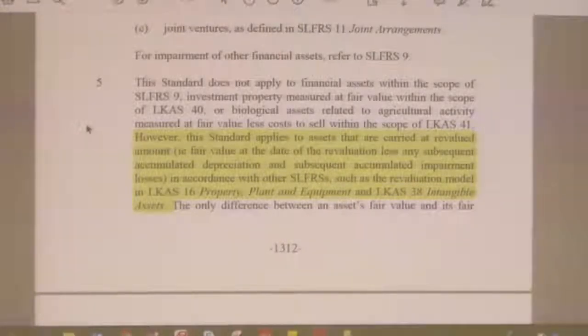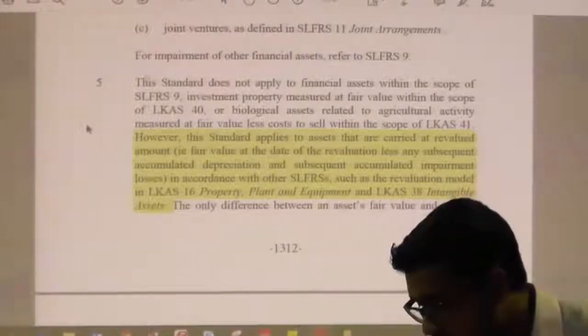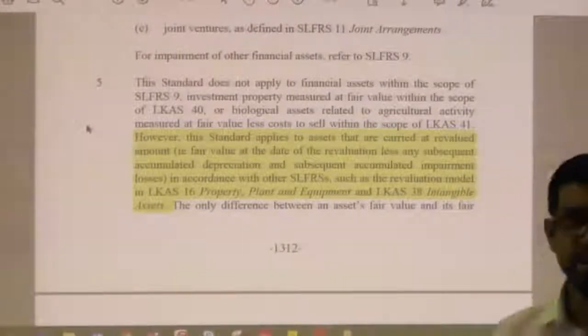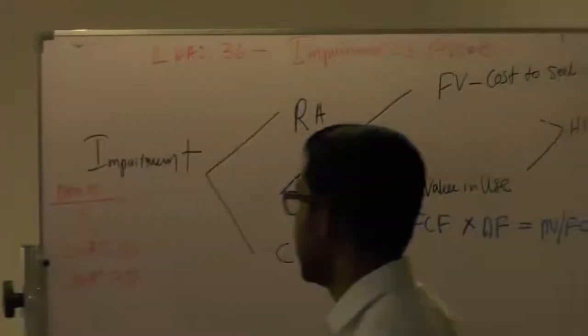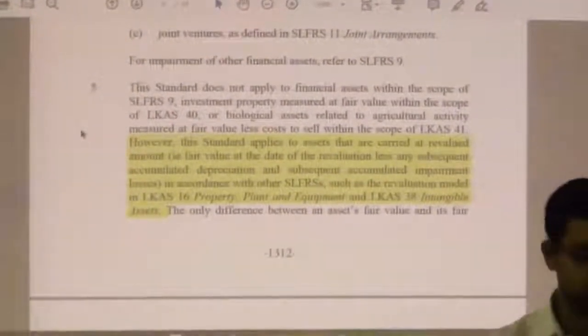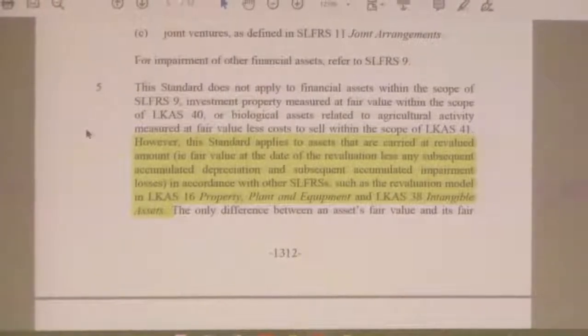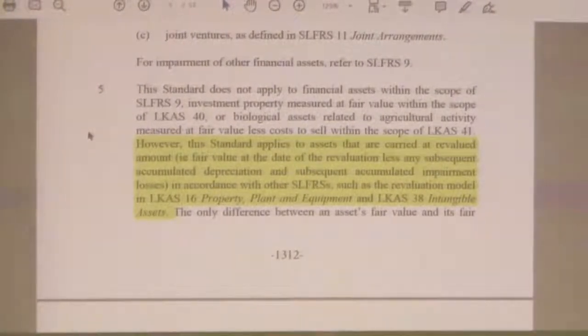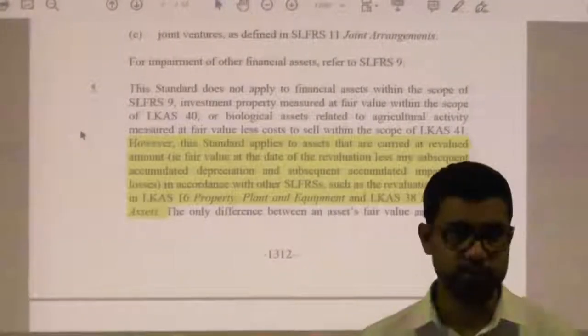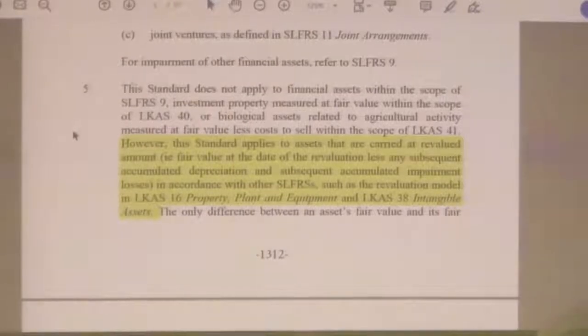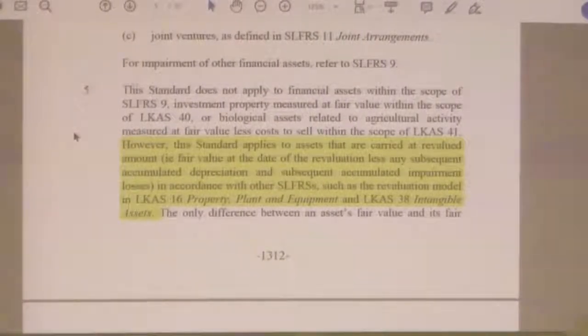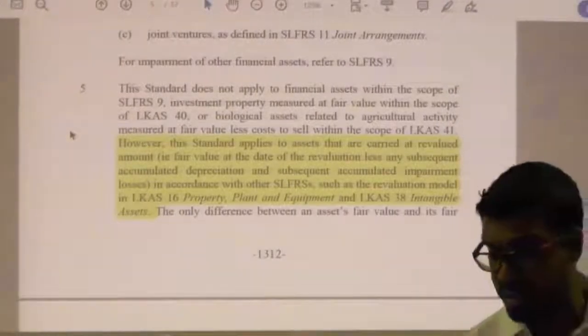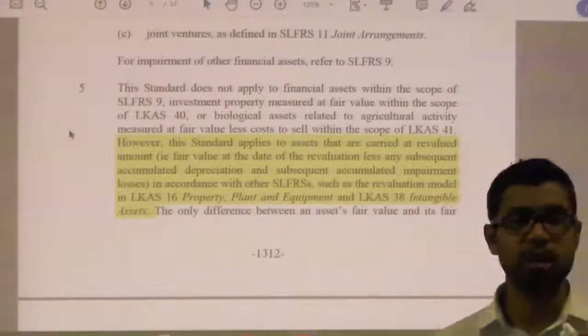Then LKS 38 intangible assets. For this, the standard will be applicable, right? So whatever is measured at cost, the standard will be applicable. And biological assets measured at cost as well, right? Biological assets measured at cost, which is LKS 41, right? All these standards, if it is fair value, this standard will not be applicable. Intangible assets measured at fair value, biological assets measured at fair value, the standard is not applicable. But for a biological asset measured at cost model, if you follow the cost model, you have to apply impairment.